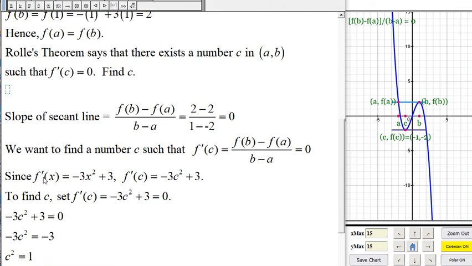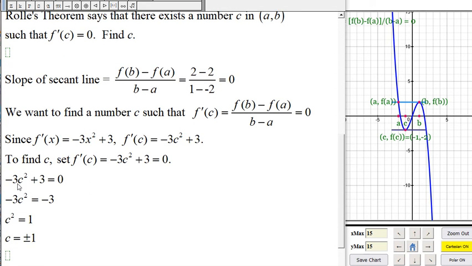So the derivative is negative 3x squared plus 3. And then f prime of c, so in the place of x, we put c. Then we get negative 3c squared plus 3. And then set this equal to 0. So we set negative 3c squared plus 3 equal to 0. And then subtract 3 from both sides, we get negative 3c squared equal to negative 3. Divide both sides by negative 3, we get c squared to be 1.